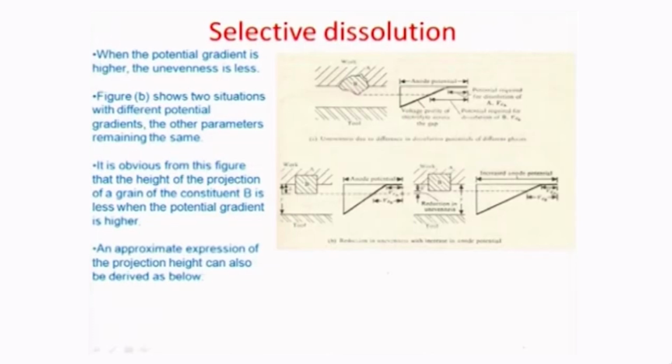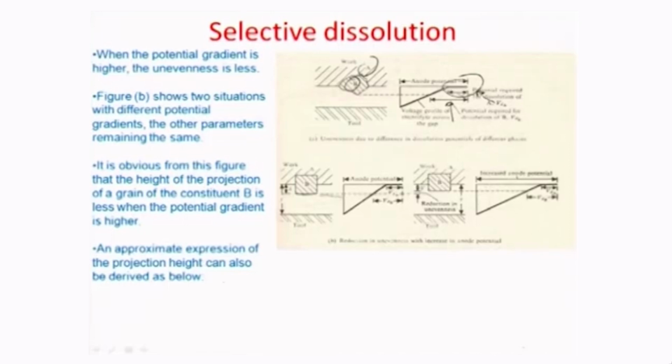Here you can see that there are two phases, B and A, where there is a difference in the dissolution potential. VDA, the dissolution potential of A, is lower in comparison to VDB, and therefore there is a self roughening where the B phase only gets dissolved when it hits this particular plane. This is just for the sake of repetition.